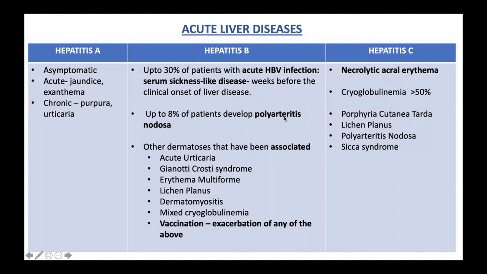And so an important association is with polyarteritis nodosa, and other uncommon associations include acute urticaria, lichen planus, erythema multiforme, and even hepatitis B vaccination can cause exacerbation of any of the above diseases. Then an important association with hepatitis C is necrolytic acral erythema and cryoglobulinemia. And then there are also certain uncommon ones such as porphyria cutanea tarda, lichen planus, and polyarteritis nodosa.